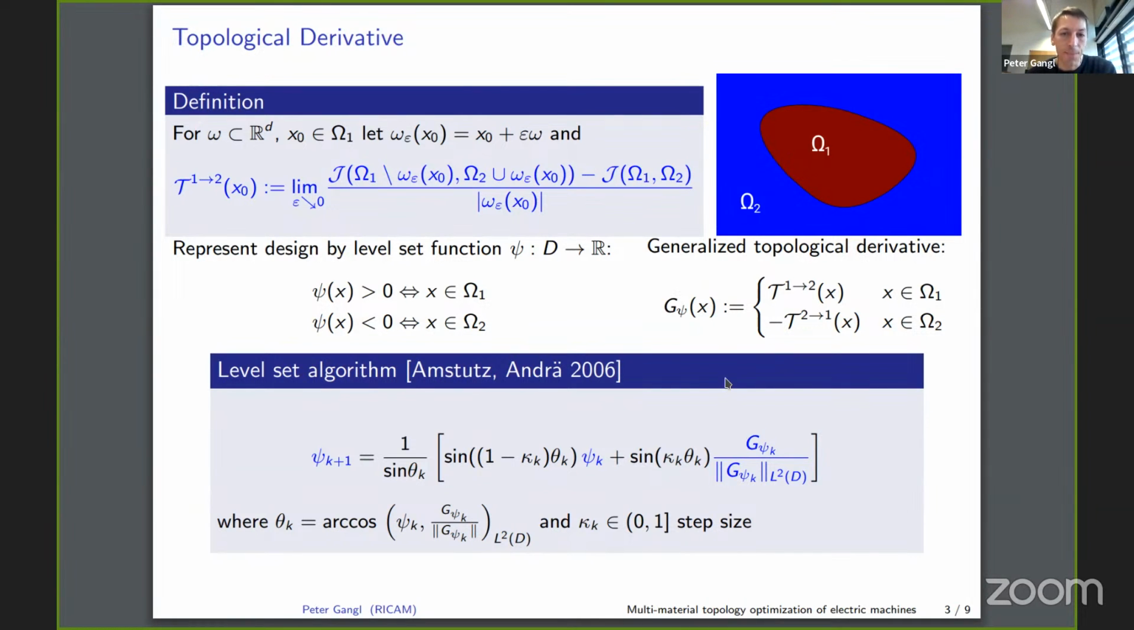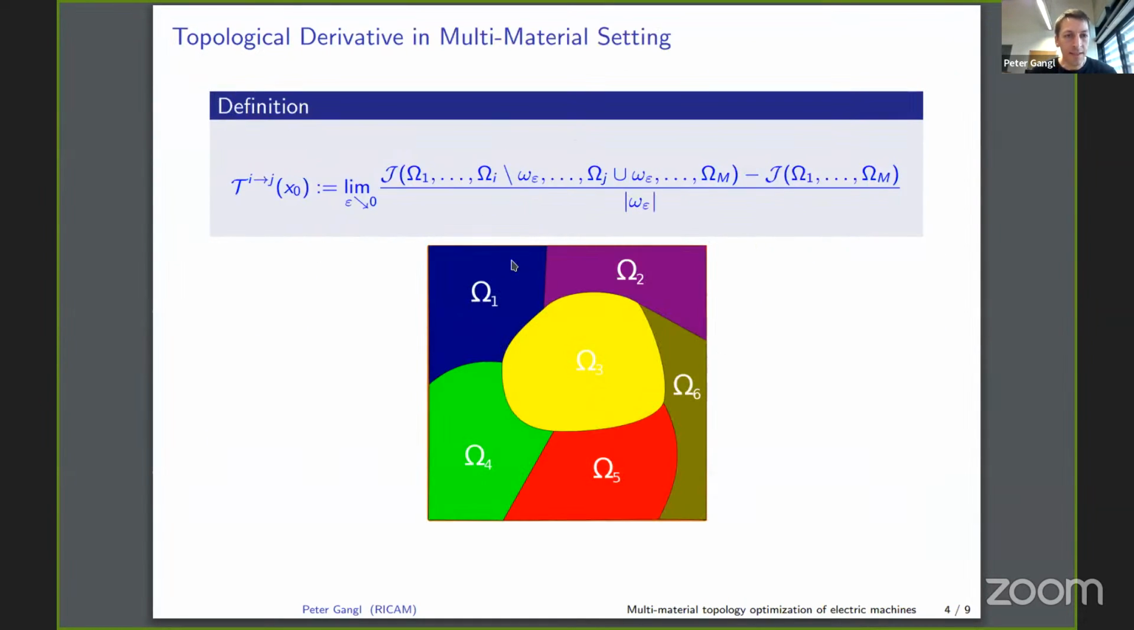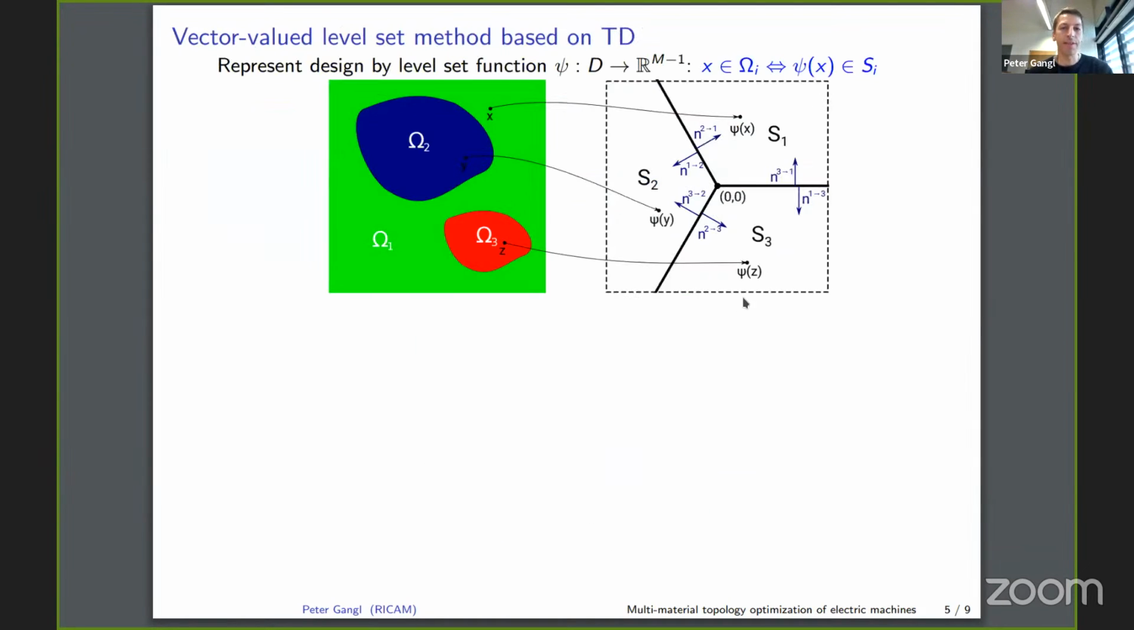We want to extend it to multiple materials now. For that, let me first introduce the notation Tij for i and j between 1 and M, where capital M is the number of materials we have. So for instance, I think it's quite clear how it is defined. T51, for instance, is illustrated here. We take away from omega 5 and add it to this blue color omega 1, and we compute the sensitivity for this perturbation as epsilon goes to 0. Okay, so it's quite straightforward to define topological derivatives in this multi-material setting.